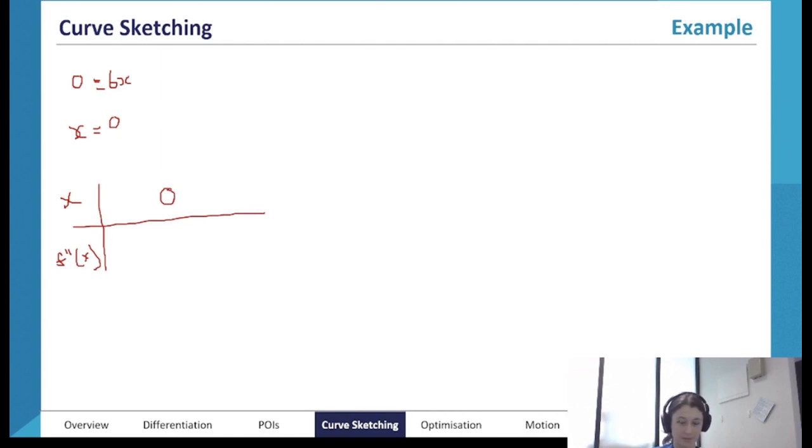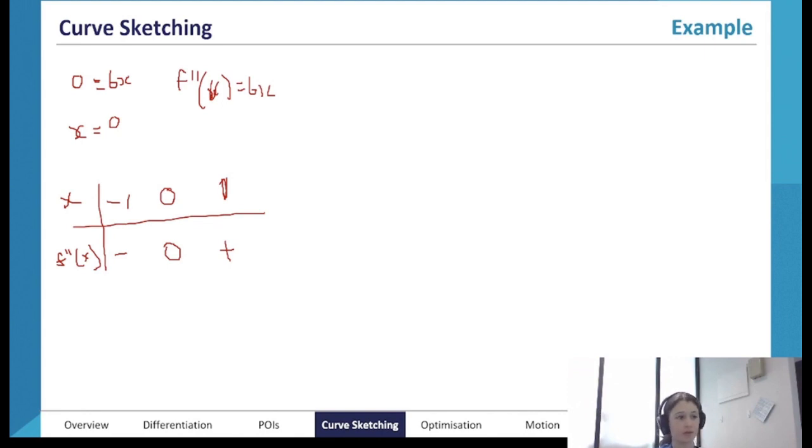Our point is going to be 0, and at this point our second derivative is going to be equal to 0. Now we're just going to pick two values on either side, and we're going to determine the value of the second derivative. So remember, our second derivative of x is 6x. So 6 times -1 is negative, 6 times +1 is positive. So this tells us that the concavity around our point of inflection changes, which means it is in fact a point of inflection, which is brilliant.